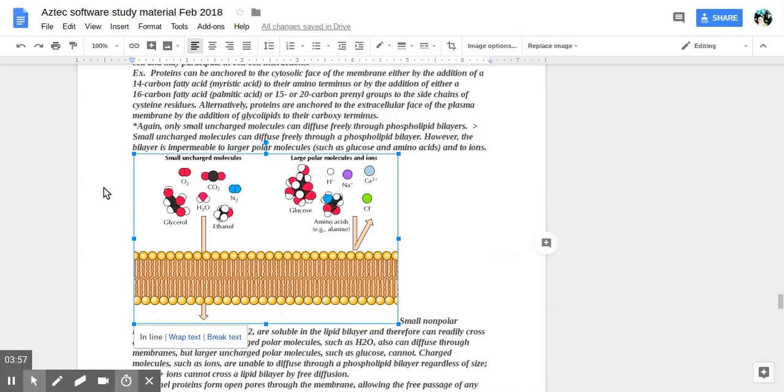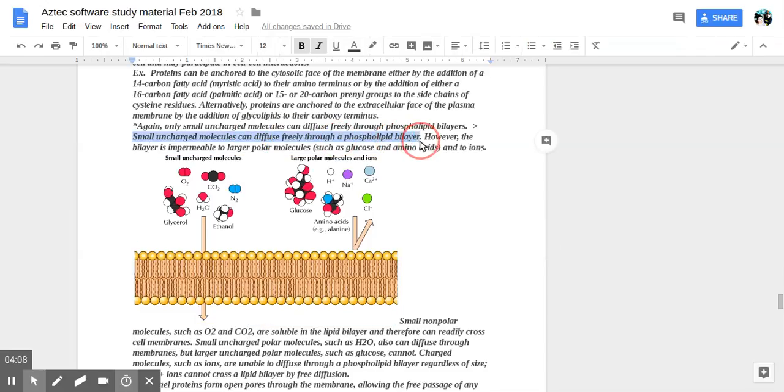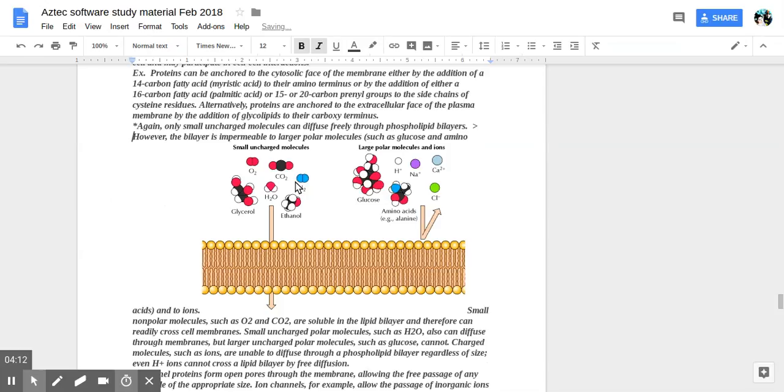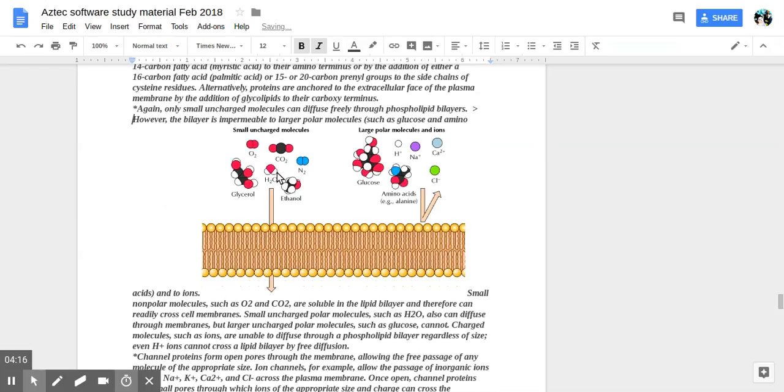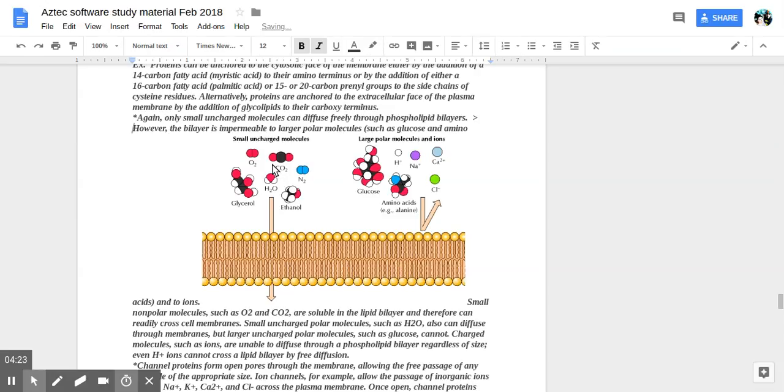Small uncharged molecules diffuse freely through the phospholipid bilayer, but the membrane is impermeable to large molecules, which are polar especially, and these are like glucose and amino acids, as well as ions. So these protein transport channels within the membrane help carry across these larger polar molecules as well as ions via ion channels. So here shown you have glycerol, ethanol, water molecule, carbon dioxide, oxygen, and nitrogen, N2. So these are easy molecules to pass through the bilayer.